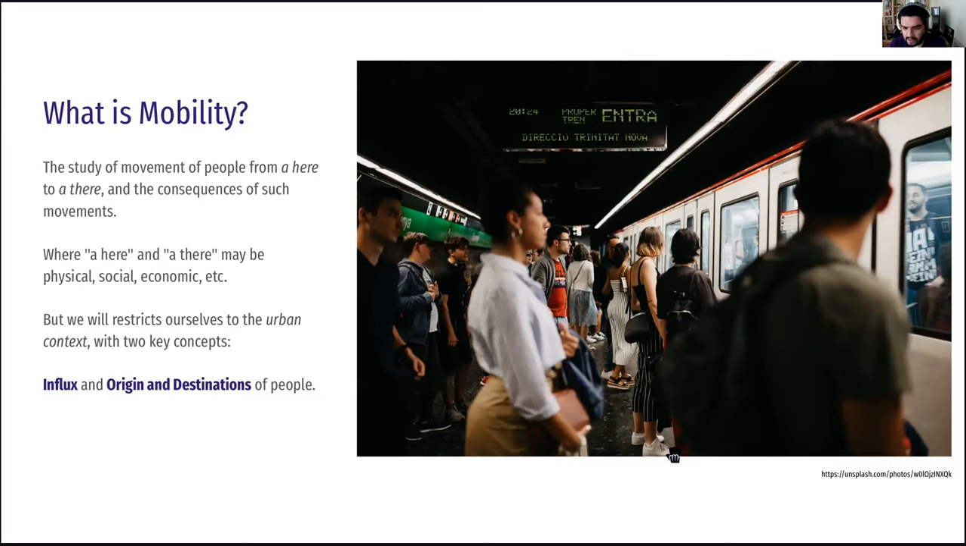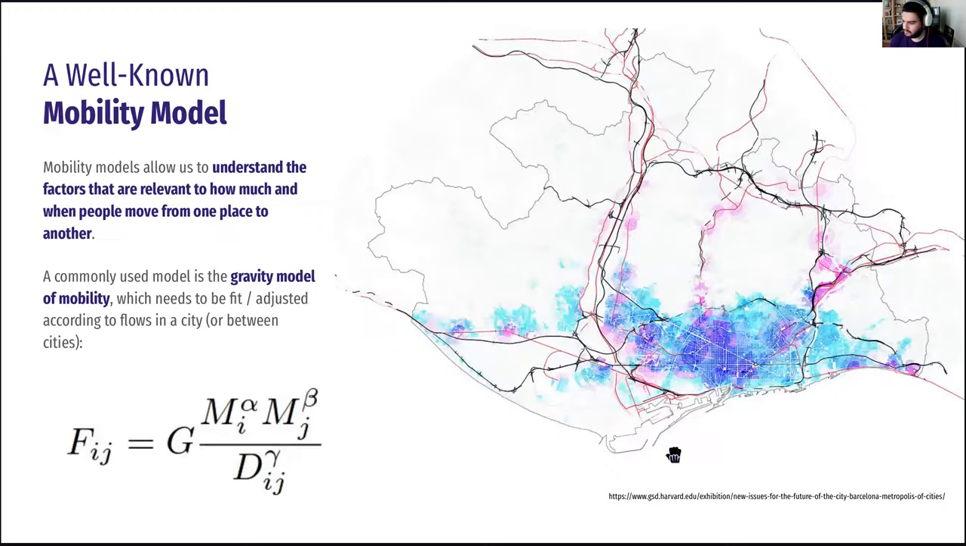So particularly, we will work with two different concepts. One is influx. Influx is the number of people that are in a given place at a given time. And this place could be a neighborhood, but also could be a hallway of the venue. And also the relationships between origin and destinations. So all the people that are here, where did they come from? Or all the people that are here, where are they going to? Those are the two important concepts in mobility that we will study in this talk.